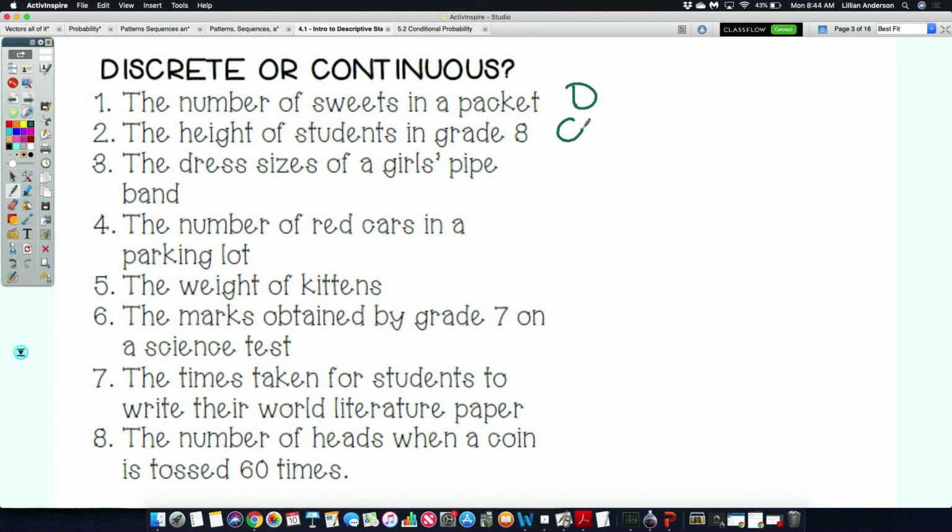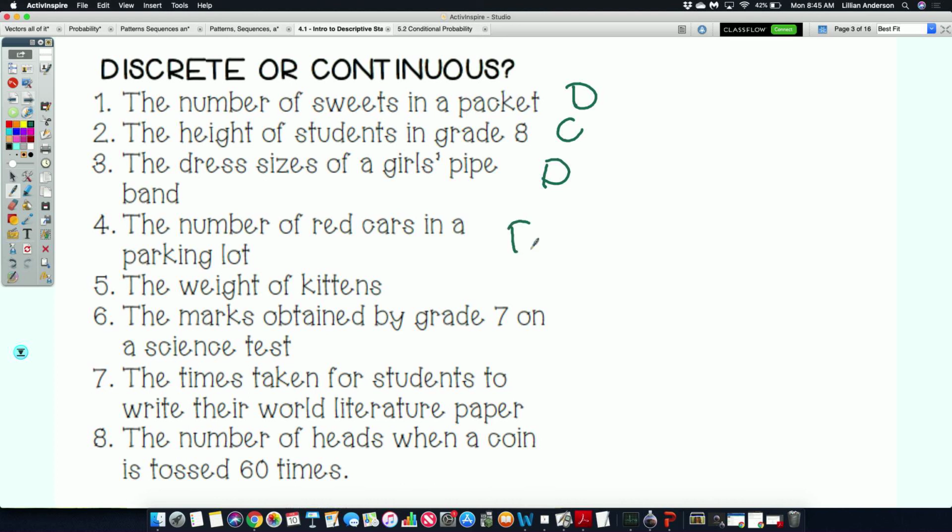Dress sizes of a girl's pipe band, like our Scottish student. When they went around, they got their sizes to fit them for their skirts. Is that discrete or is that continuous? Discrete. It is discrete. It's a size, just like your shoe is a size. It takes on one particular number. The number of red cars in the parking lot. Discrete. No matter how big that parking lot is, it could be the parking lot at Raymond James Stadium, I can sit there and I can count the number of red cars that are in that parking lot.